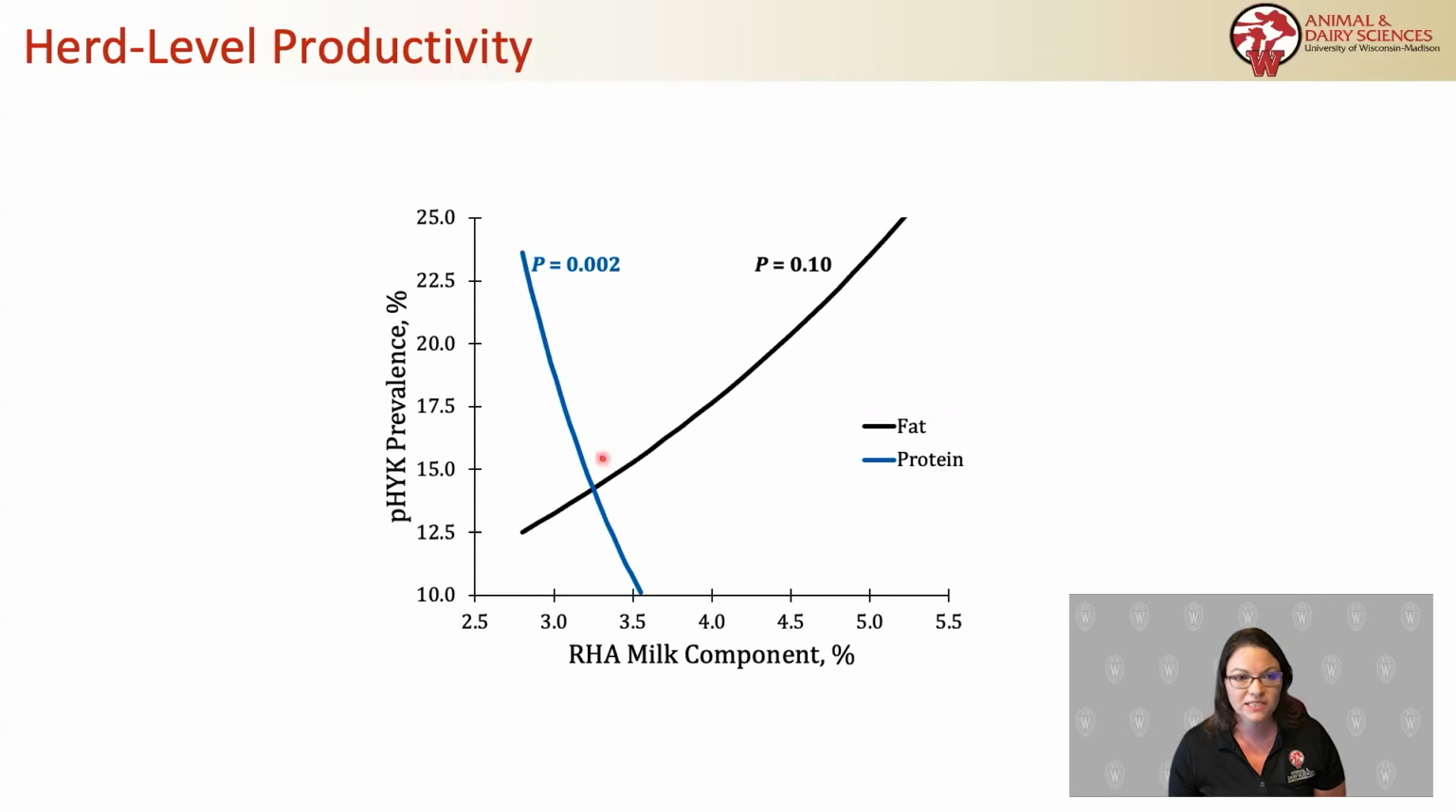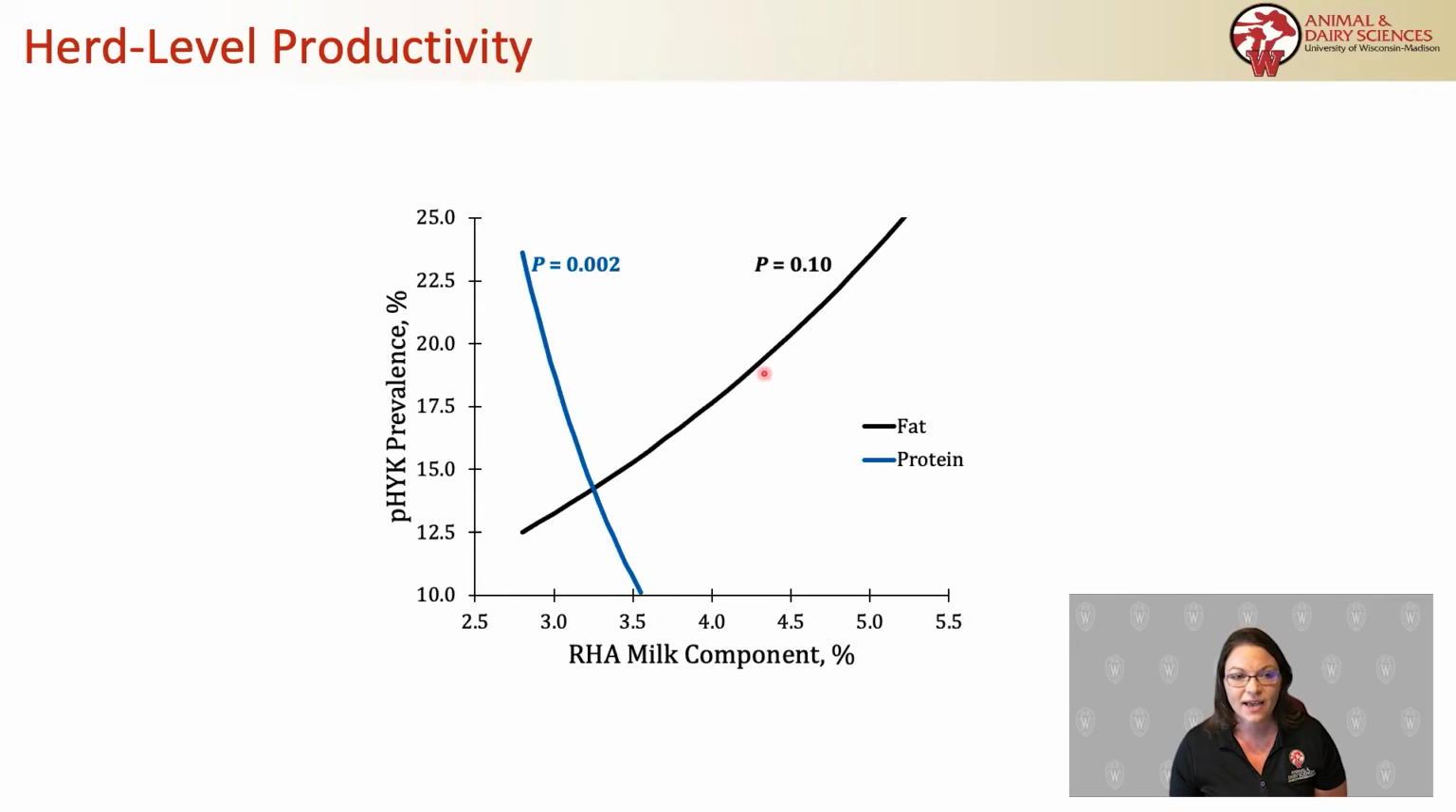What was really interesting was this sharp negative relationship between protein and hyperketonemia predicted prevalence. And this is something we're digging into a little more. In the literature, there's not much information in research studies about milk protein in subclinically ketotic cows or not. So this is something that's really piqued our interest.